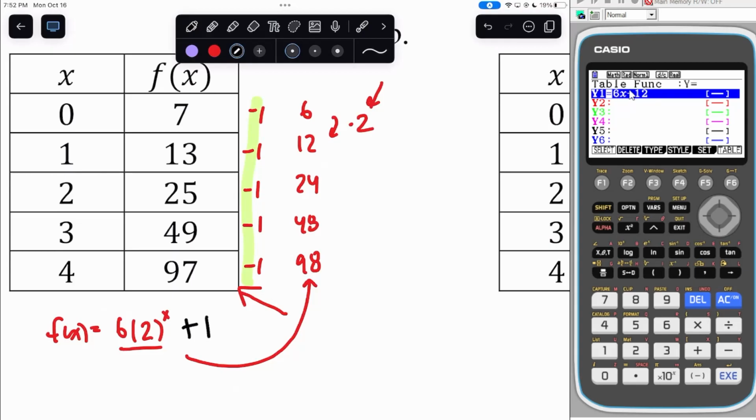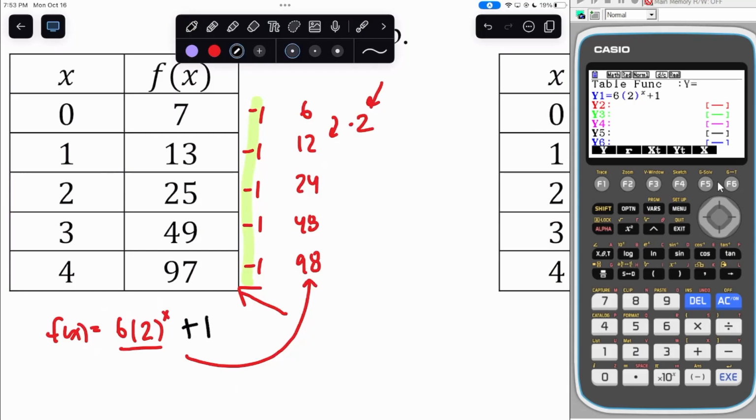And I might have some stuff already in here. Let's just go ahead and delete it and put in the new supposed function and see if it holds true. 6 times 2 to the power of x all plus 1. And then we'll press enter to submit it. Let's look at the way the table is being set.